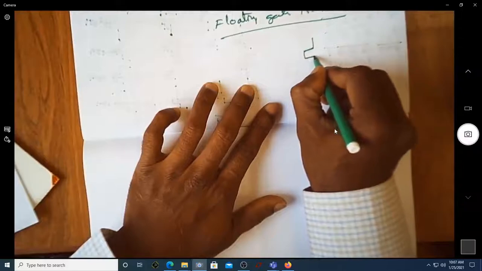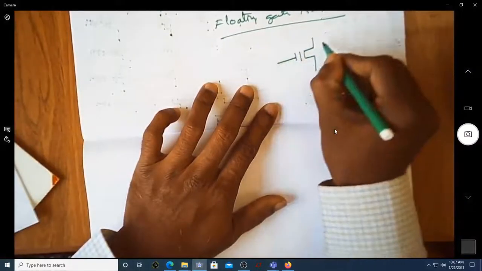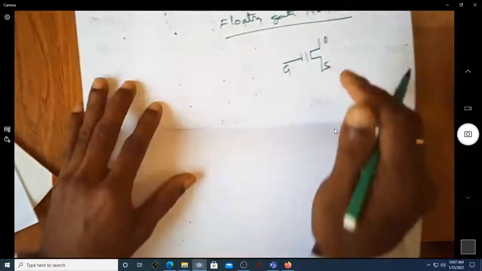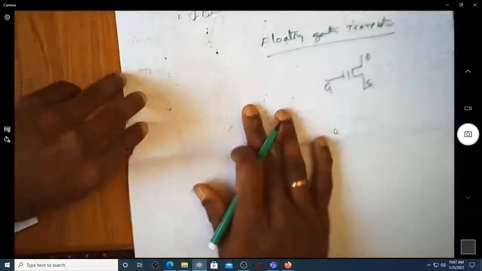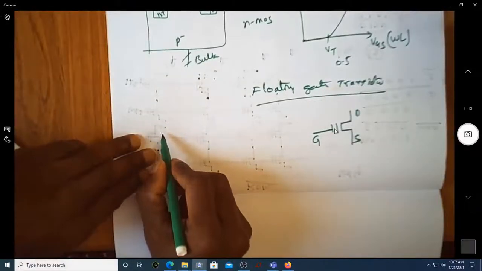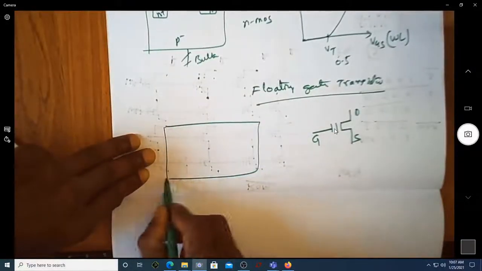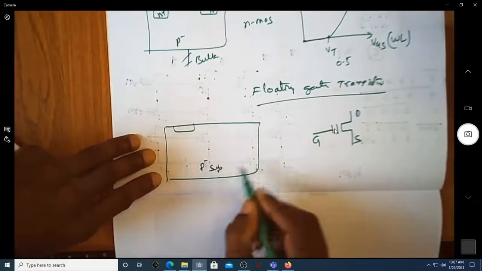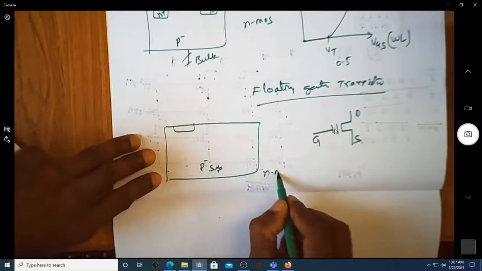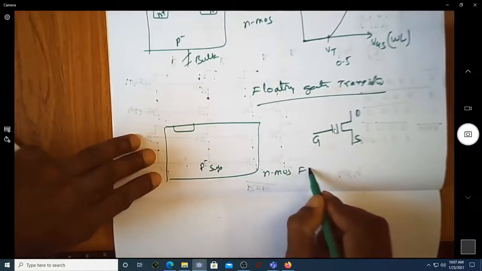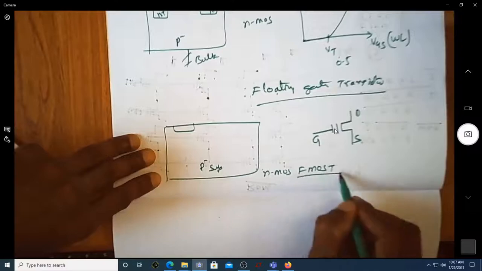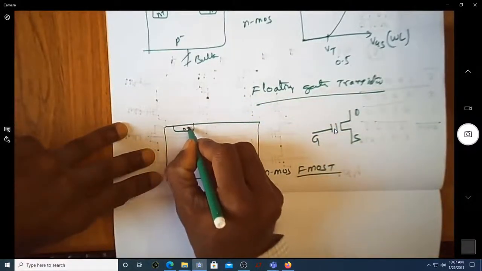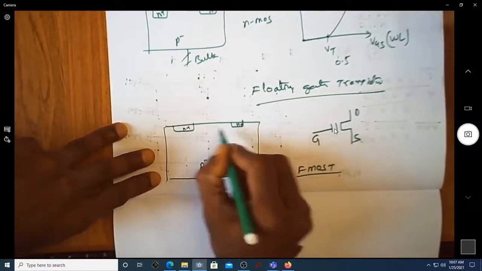The symbol of that floating gate transistor looks like this. This is the gate. You can call these the drain and source. This is an NMOS transistor. The cross sectional view of this floating gate transistor looks something like this. You're going to still have the same P minus substrate for your NMOS floating gate MOSFET, and this is your N plus, and again your N plus.